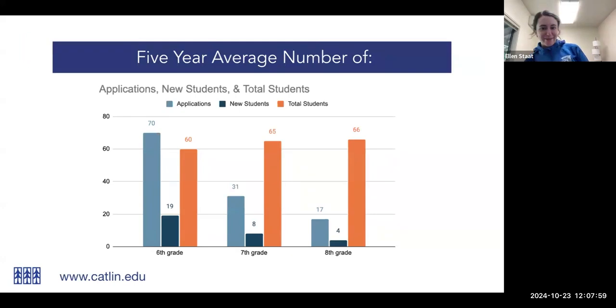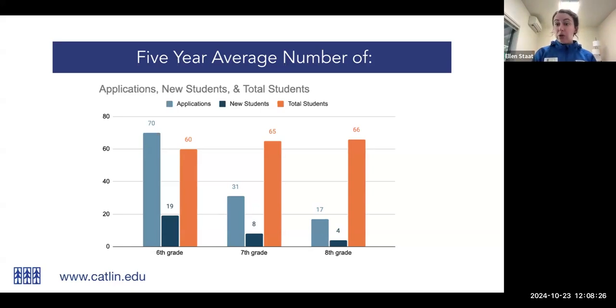And then let's talk about some numbers. I feel like this is what everyone always wants to know. So we'll first look at the orange bars on this graph. You can see on average from the last 5 years, how many students we have in each grade. So on average, the last 5 years, we've had 60 kids in sixth grade, 65 kids in seventh grade, and 66 kids in eighth grade. And those numbers might fluctuate by like 1 or 2 each year, but this is just the average.